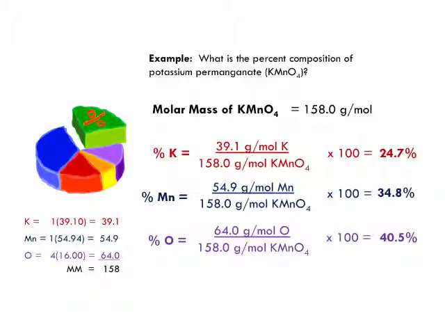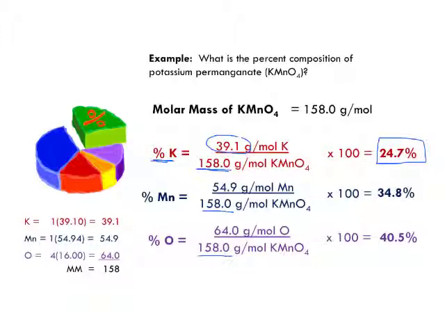So now that we've got that mass, we can go to step 2. So here it is. You can see here is the overall mass of potassium permanganate, written at the bottom. And so if we want to find the percent of potassium in the compound, you take the mass of potassium, divide it by the overall mass of the compound times 100, and you will discover that 24.7% of this compound is made up of potassium in terms of its mass.